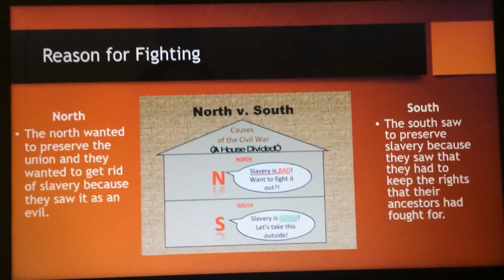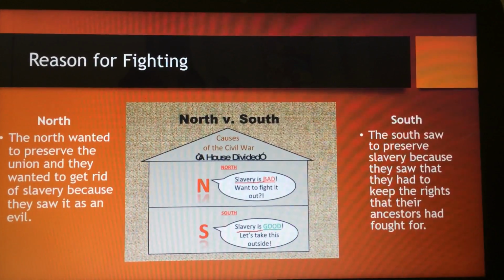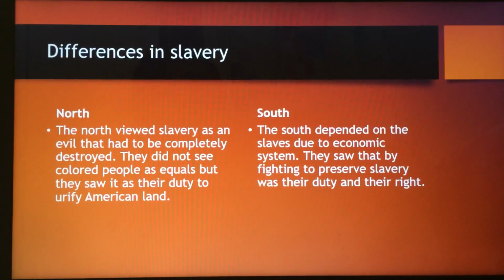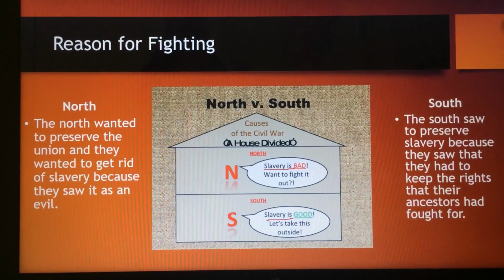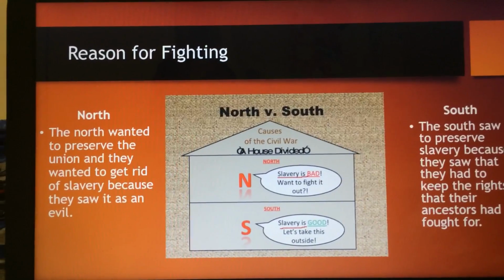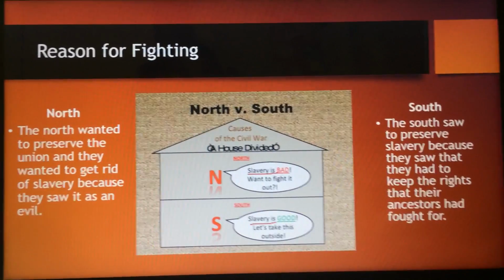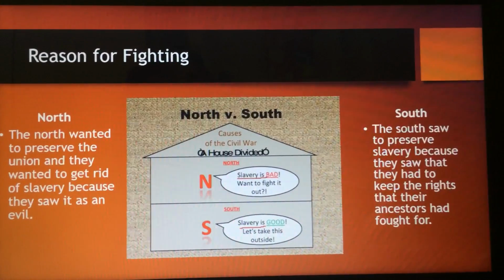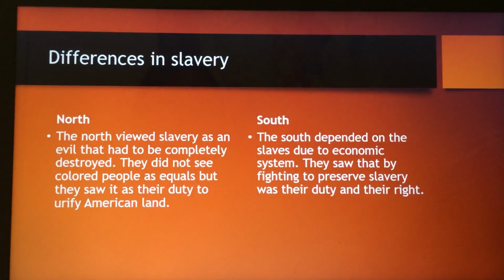Okay, so this is basically what the North thought. The North wanted to preserve the Union, and they wanted to get rid of slavery because they saw that it was an evil. The South sought to preserve slavery because they saw that they had to keep the rights their ancestors fought for.